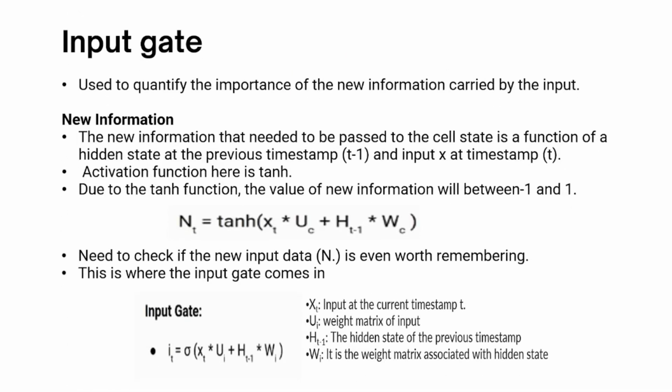Next comes the input gate. Its job is to decide what new information to add to the cell state. Let's say you're reading a new chapter in a book. The input gate determines which parts of this new chapter are important enough to remember. The LSTM calculates this new information, n, based on the current input and the hidden state from the previous time step. It uses the tanh function, which scales the values between -1 and 1. Then, the input gate uses the sigmoid function to decide how much of this new information is worth keeping. Finally, the filtered new information is added to the cell state. This ensures that only the most relevant details are remembered.